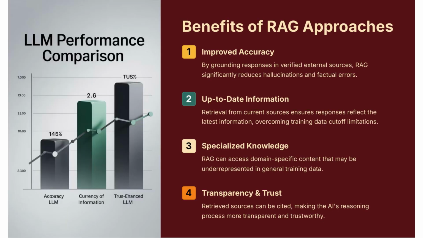RAG approaches enhance accuracy by grounding responses in verified sources, reducing errors. They provide up-to-date information by retrieving current data, overcoming training limitations. RAG accesses specialized knowledge, filling gaps in general training data. Additionally, it offers transparency and trust by citing sources, clarifying the AI's reasoning process.